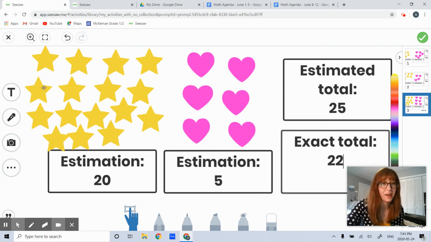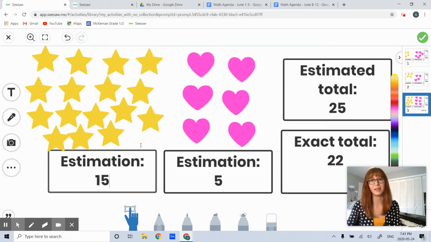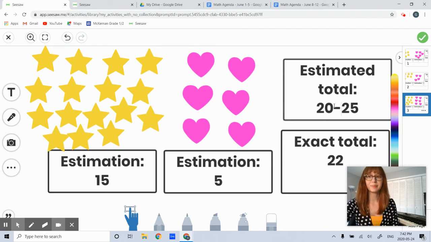I guess I could have also estimated that there are about 1, 2, 3, 4 times 1, 2, 3, 4. It's pretty close to 15 stars. So I could have estimated that as 15. And 5, which would have given me 20, which is also pretty close. So I could say my estimated total is about in between there. And it is in between 20 and 25.